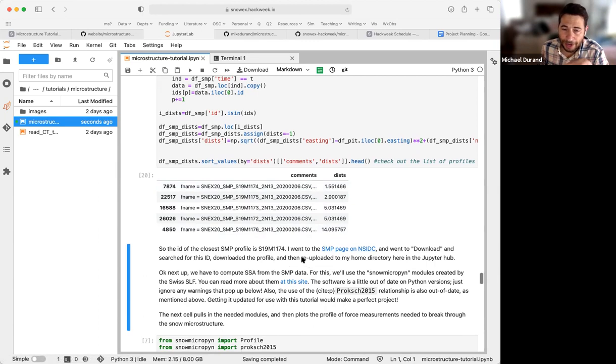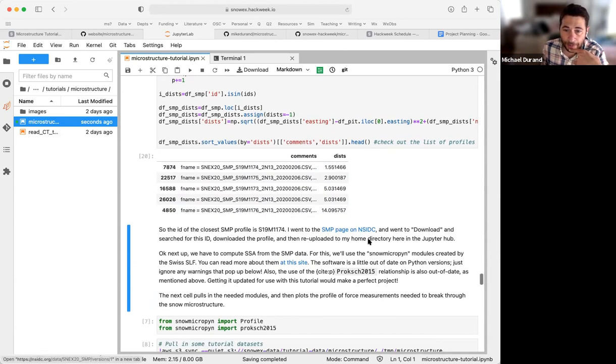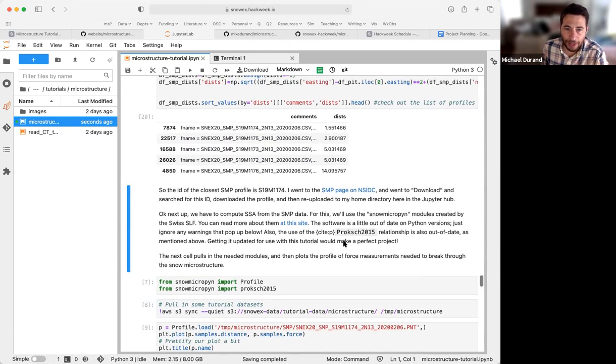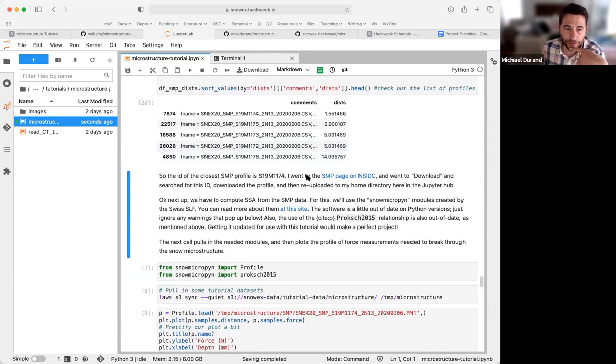And so again, like I mentioned, you need the full resolution data. So I went to the SMP page on NSIDC, which I can go to if you want. You can go through the steps to download the data. But if you just search 1174 in the SMP page, it'll pop up the right one. You download it, and then that file's been made part of our tutorial.